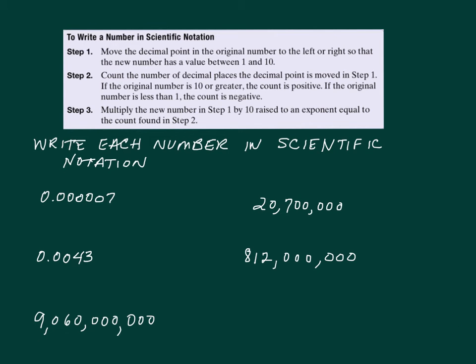So to write a number in scientific notation, step 1, move the decimal point in the original number to the left or right so that the new number has a value between 1 and 10. Step 2, count the number of decimal places the decimal point is moved in step 1. If the original number is 10 or greater, the count is positive. If the original number is less than 1, the count is negative.